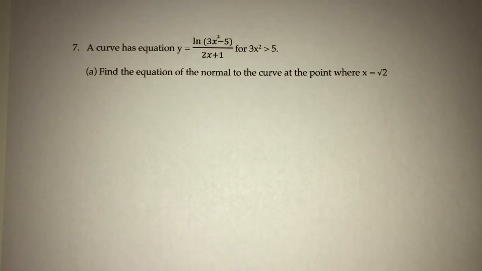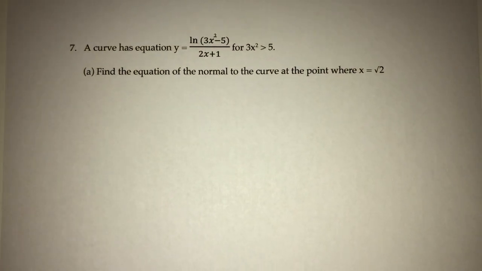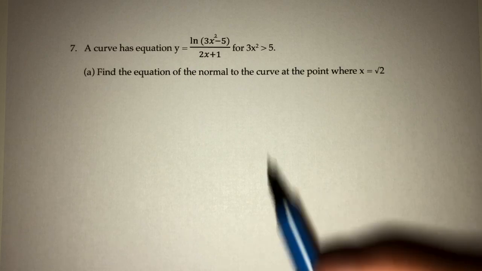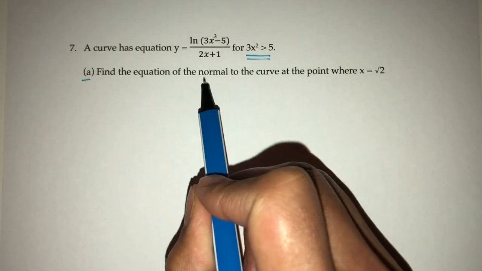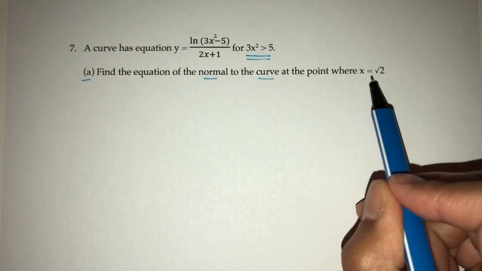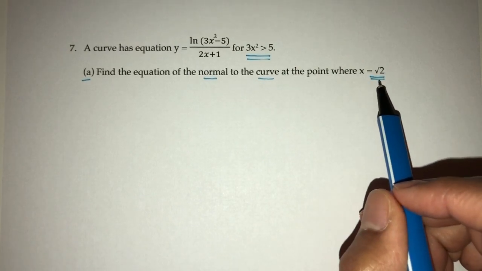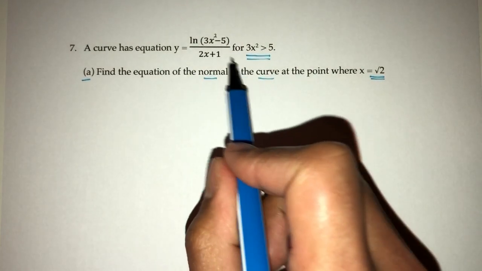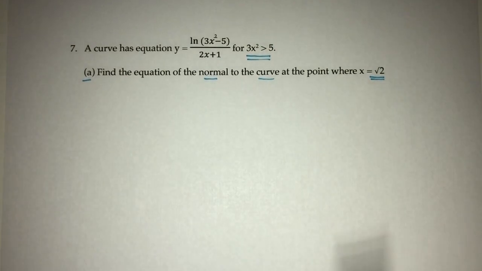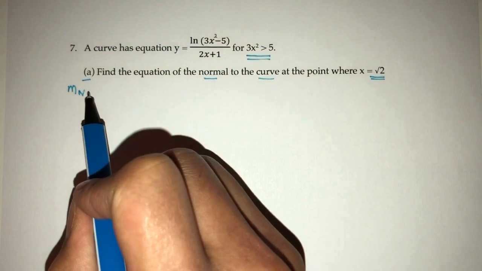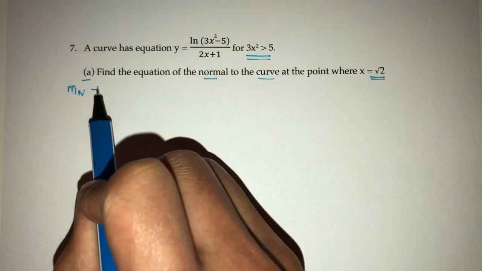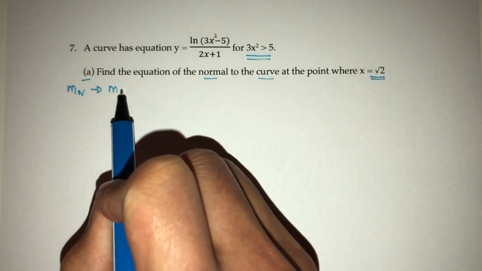Let's move on to question number 7. So we have an equation y for this domain. Find the equation of the normal to the curve at the point given. So again, to find the equation of the normal, you first have to find the gradient of the normal. Now, to find the gradient of the normal, you first have to find the gradient of the tangent.